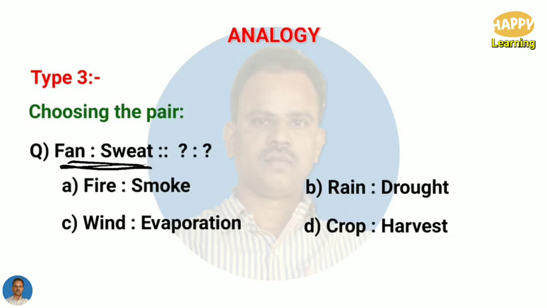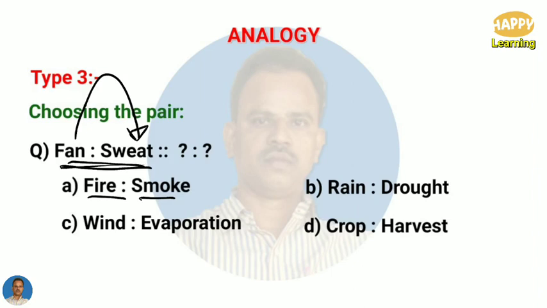If you switch on a fan, you can get relief from sweating. Suppose you are tired and getting sweaty, then you prefer to switch on the fan. The fan helps you to get relief from sweat. Similarly, fire and smoke: fire is not useful to get relief from smoke.